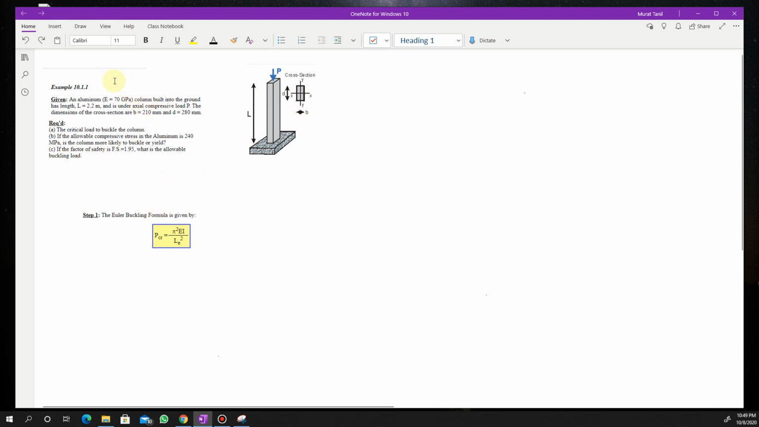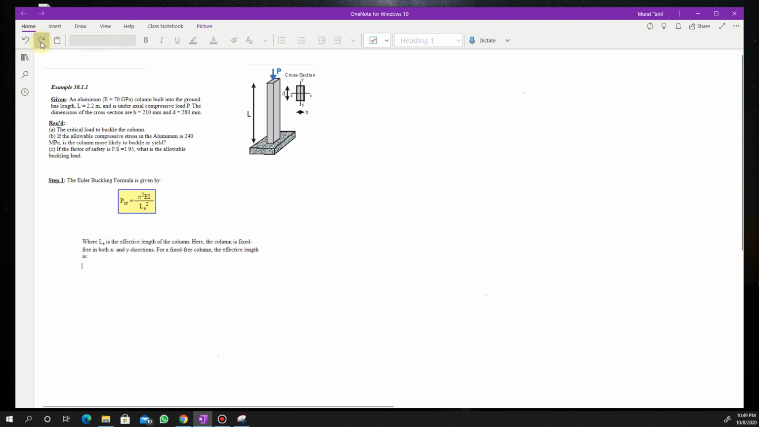Let's continue with the second step. So in this step, we're going to define this L sub E. For those of you who don't know what L sub E is, it is the effective length of the column. Here the column is fixed free. It's fixed at the bottom, because if you look at the question statement, it says column built into the ground. So it cannot translate in X or Y direction, or rotate about X or Y axis.